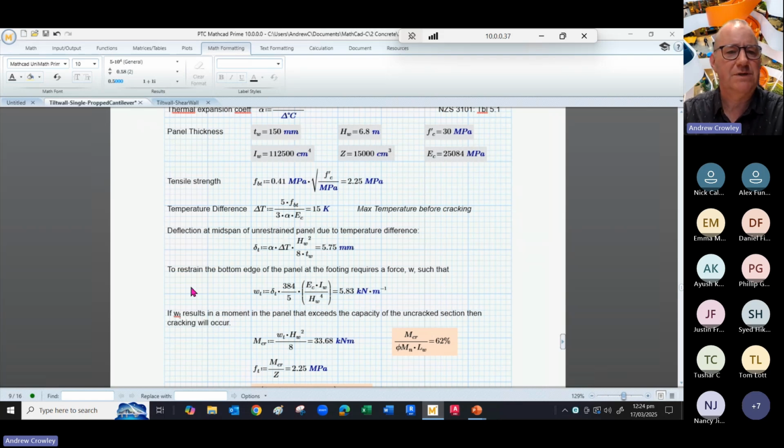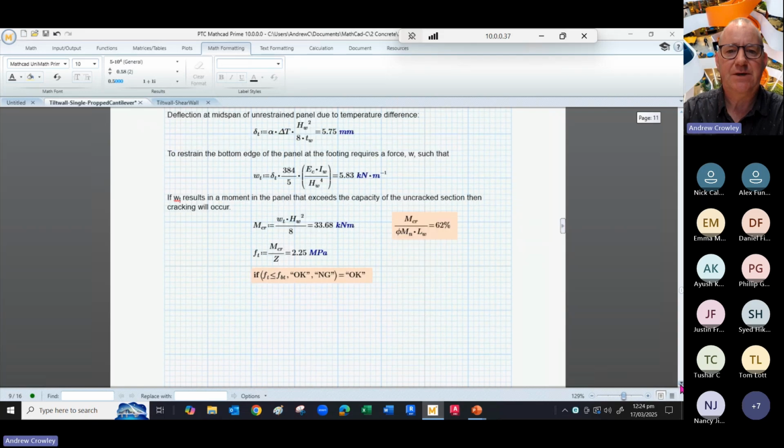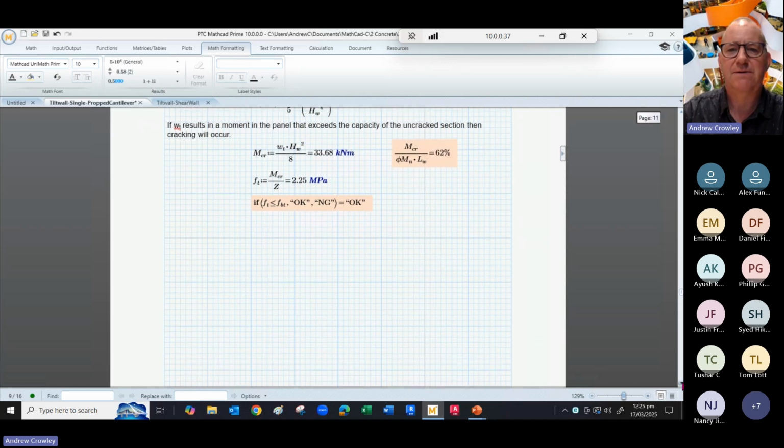So we want to restrain it, and to restrain it at the bottom, we need a force WT 5.83. Taking the calculation full circle, we've got the moment at the base of 33.68, which gives us a stress of 2.25, which matches the limit. So therefore, okay. If our temperature difference is more than 15 degrees C, then we need to think about how it cracks up.